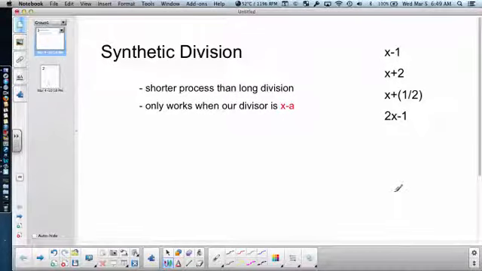Hey everyone, this is Miss Valdez, and today we're going to be reviewing synthetic division. Now, this is a shorter process than long division, but its aim is the same thing. Now, the only downside is that it only works when our divisor is in the form x minus a.